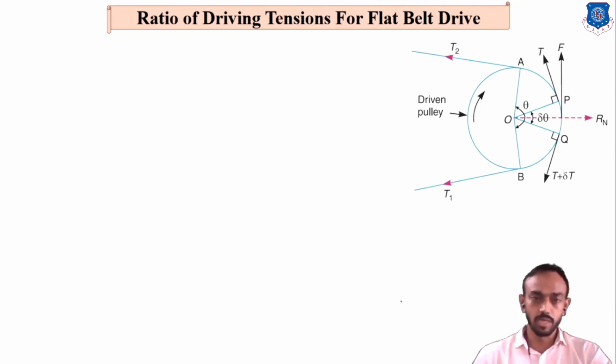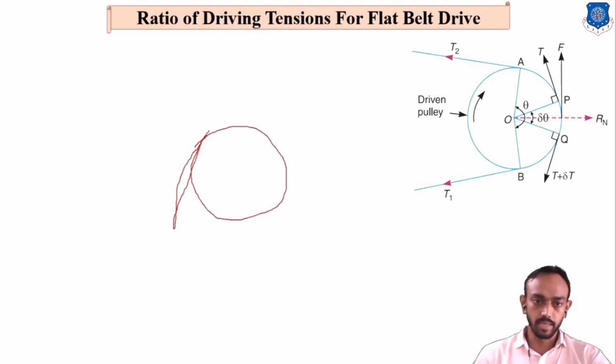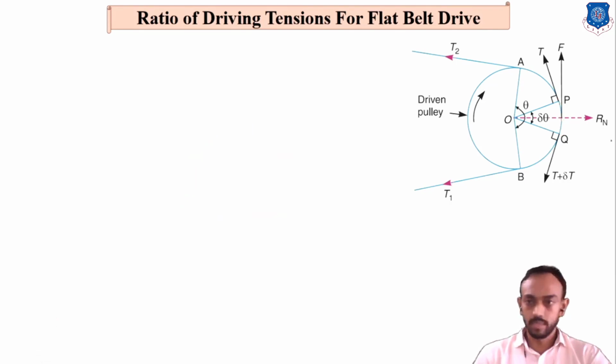In this figure, on a belt drive, I am giving you one example. The belt is assembled on this pulley, and we will consider a small element from the whole belt. You can see there is a PQ element we have considered, and this PQ element makes the angle d theta.